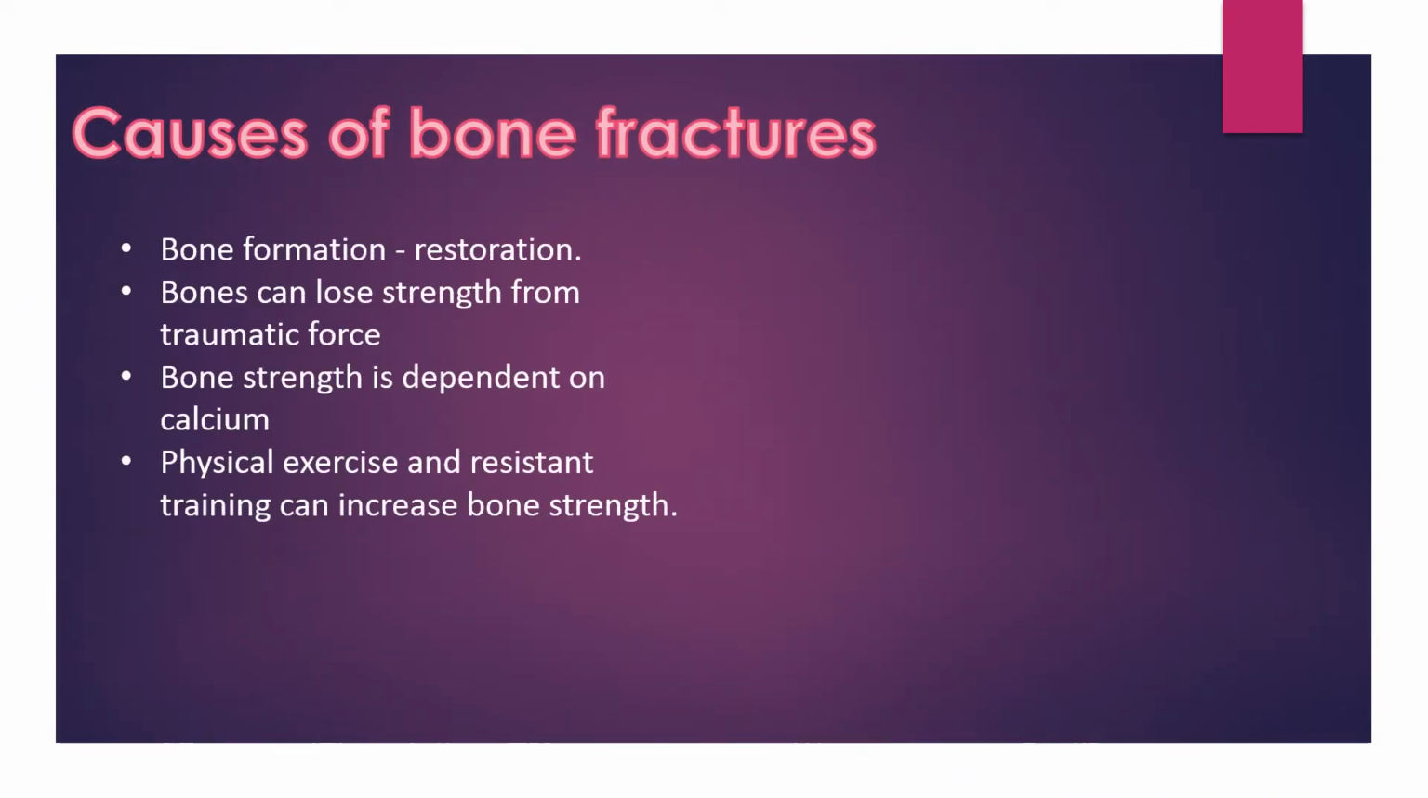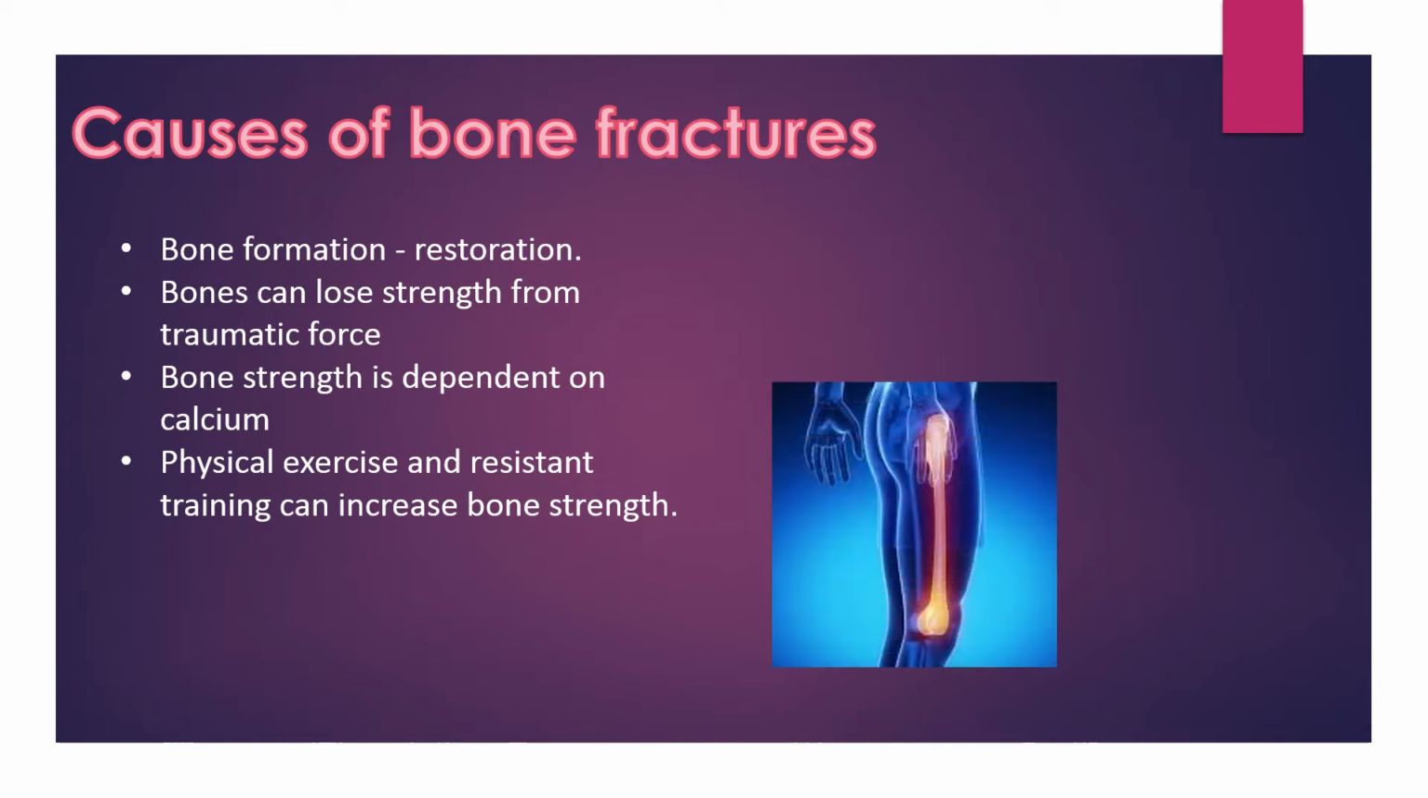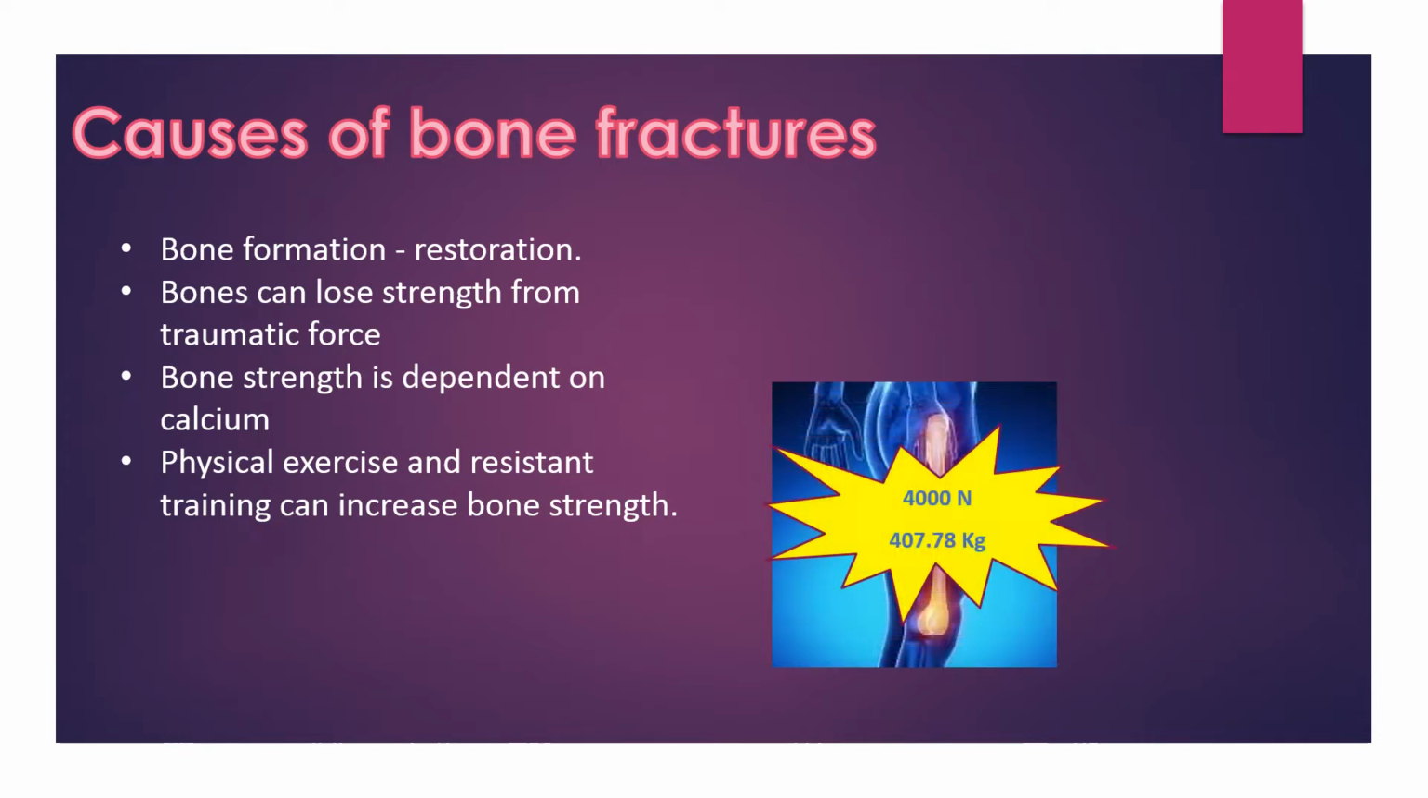In a growing individual, bones are constantly being broken down and rebuilt, a process called remodeling. Bones can fracture and lose their strength by a large traumatic force alone. Estimating the force required to fracture a bone is difficult, and some of this has to do with the muscle and tissue that surrounds the bone that absorbs the impact of a traumatic force. It is estimated that a force of approximately 4,000 newtons has a 1 in 4 chance to break an adult femur, the strongest bone in the body.